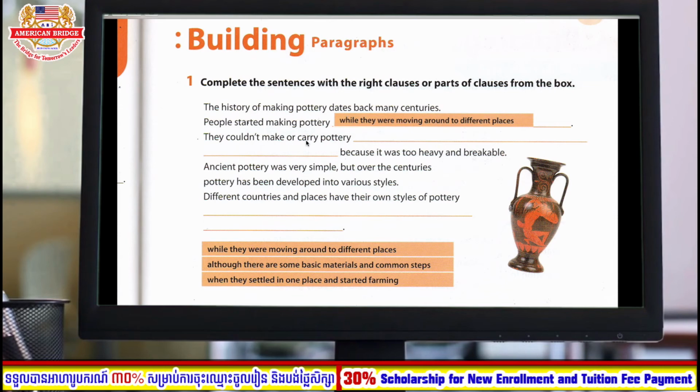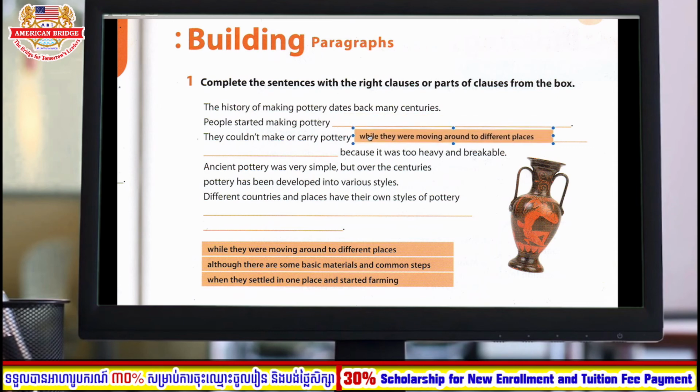Okay, they couldn't make or carry pottery. Actually, people started making pottery when they were moving around to different places. But when they move from one place to another place, they couldn't make or carry pottery. Although there are some basic materials and common steps because it was too heavy and breakable. Okay, so can you think of the correct answer? Which one? While they were moving around to different places. Let's think all together. The history of making pottery dates back many centuries. People started making pottery, or when they settle in one place and start farming.